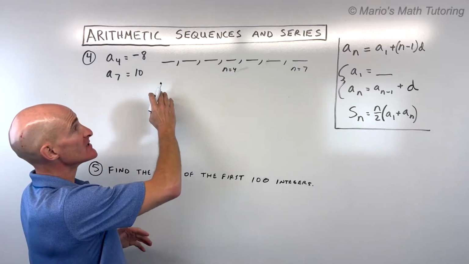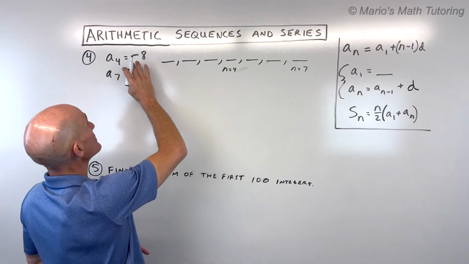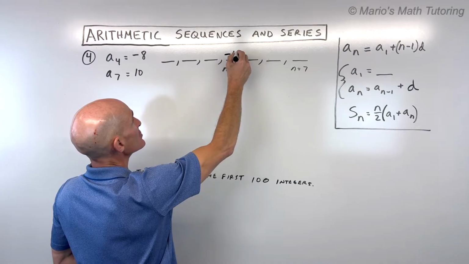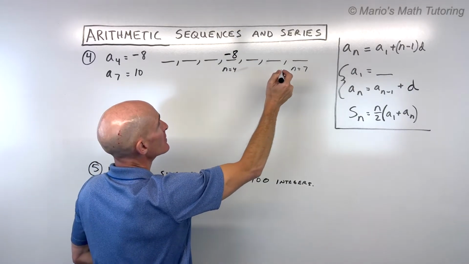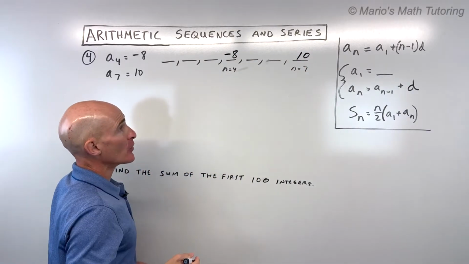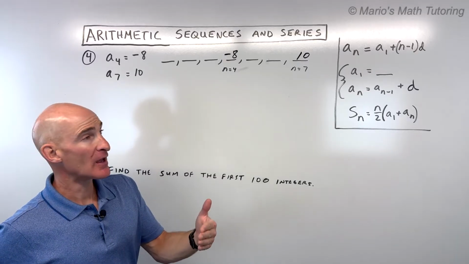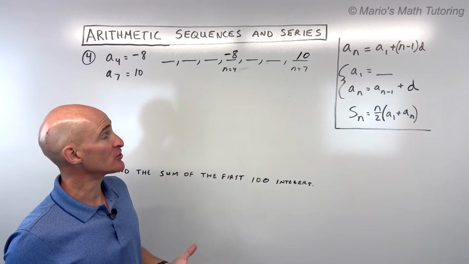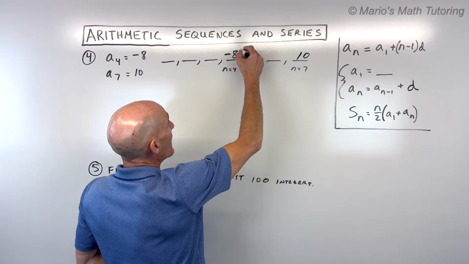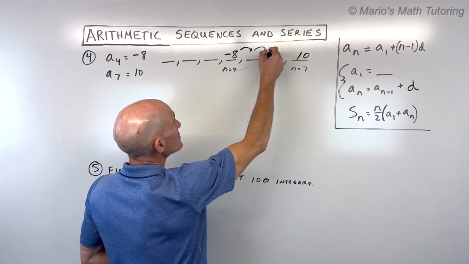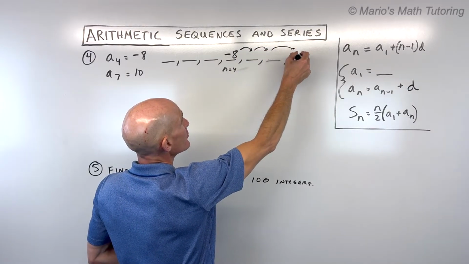Sometimes what I like to do is diagram it out. So I can see, here's my 4th term, it'd be right here in this position. Here's my 7th term, it's 10. And I know it's arithmetic. I want to find out, what's a formula for finding any term. Well, we know that we're adding the common difference once, twice, 3 times.